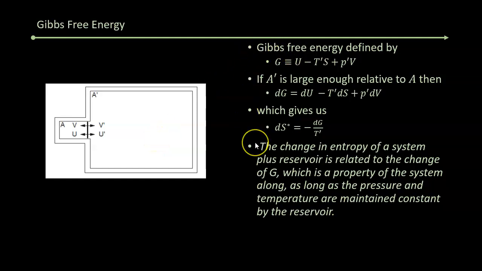So Gibbs free energy by definition is the energy minus the temperature over here times the entropy over there plus the pressure over here times the volume over there. That's it by definition. And if A prime is large enough, then we're not changing that temperature T. We're not changing the pressure over there. So when we take the derivative of G, we just get dG is dU minus T prime dS plus P prime dV. Remember, the prime is over in the big reservoir, and the other variables are over in the little bitty bit, which gives us dS star, which is the overall entropy of the system, is minus dG over T prime, the temperature of the reservoir.